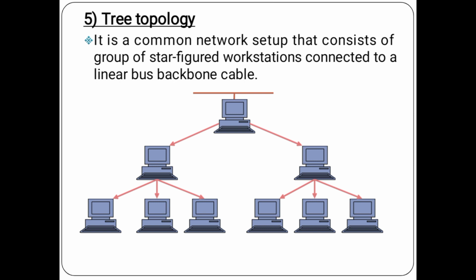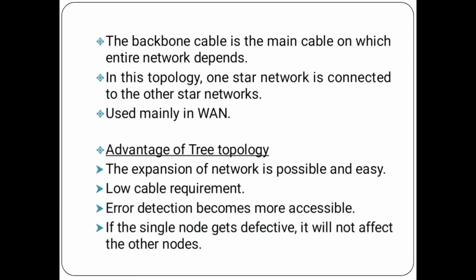Tree topology. It is a common network setup that consists of a group of star-configured workstations connected to a linear bus backbone cable. The backbone cable is the main cable on which the entire network depends. In this topology, one star network is connected to the other star networks, used mainly in WAN.